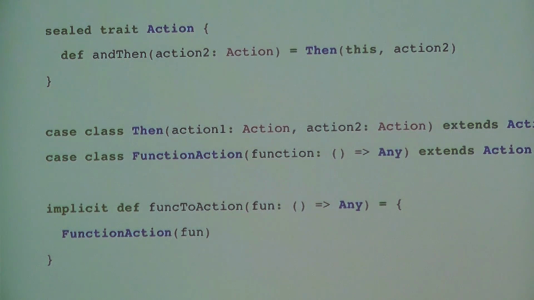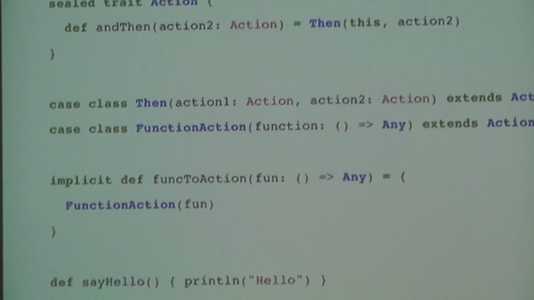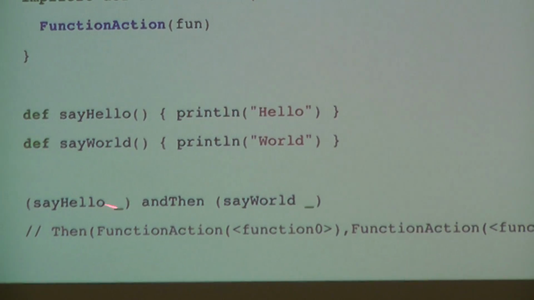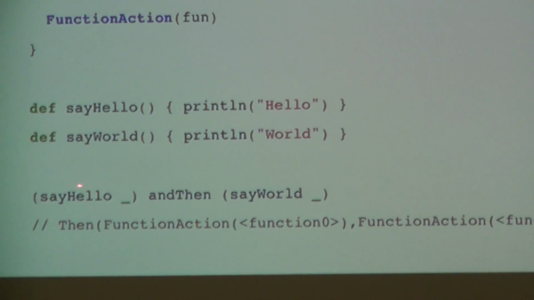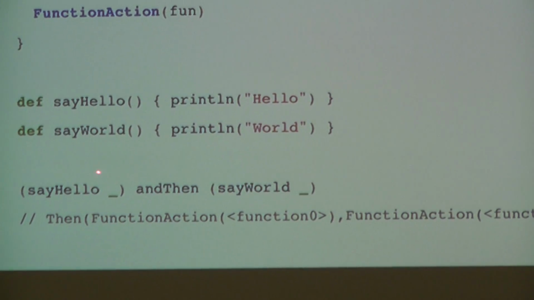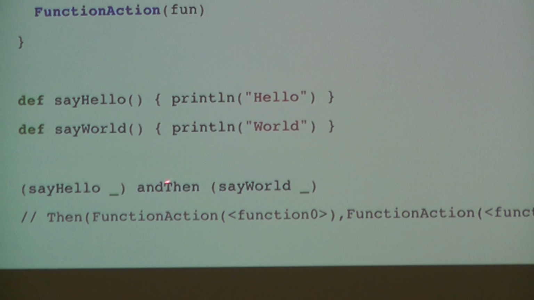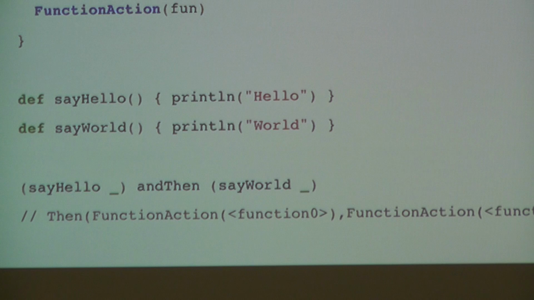So let's say we wanted to write hello world in a really stupid way. We could call say hello and then say world. And what happens here is say hello gets turned implicitly into this function action, and then you call the andThen method on it, pass in a function as a parameter, which gets implicitly converted into a function action. And then the result is we get this function.